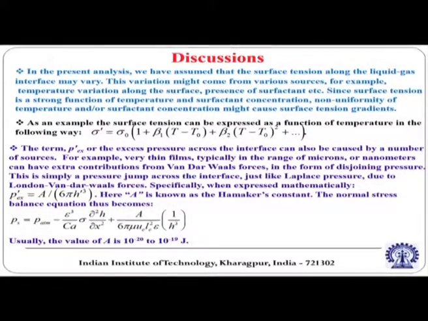Now, in this analysis we have assumed that the surface tension along the liquid gas interface may vary. Now, the question is how can it vary? These variations may come from various sources. What are the sources? For example, temperature variation along the surface, presence of surfactant, etc. Since the surface tension is a strong function of temperature and surfactant concentration, non-uniformity of temperature and surfactant concentration might cause surface tension gradients.